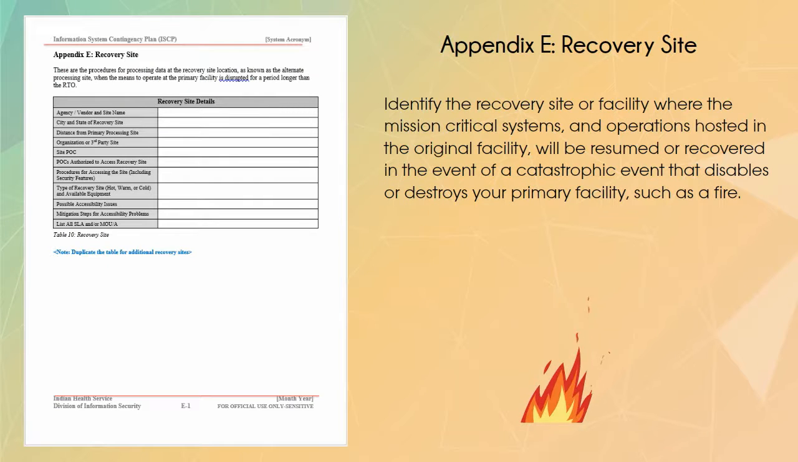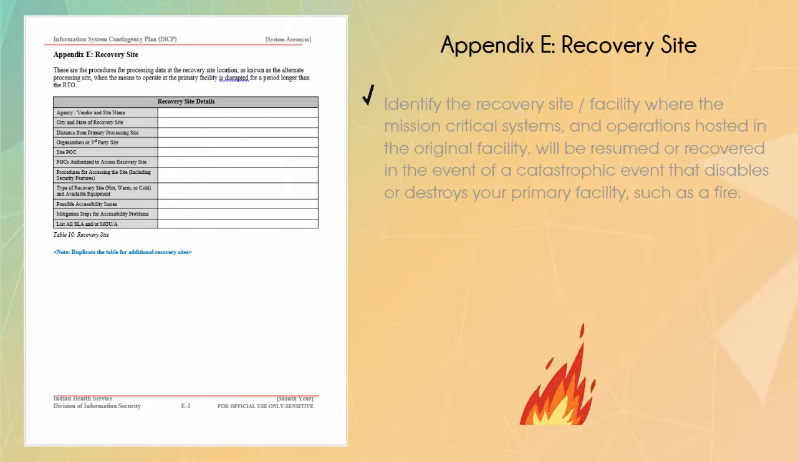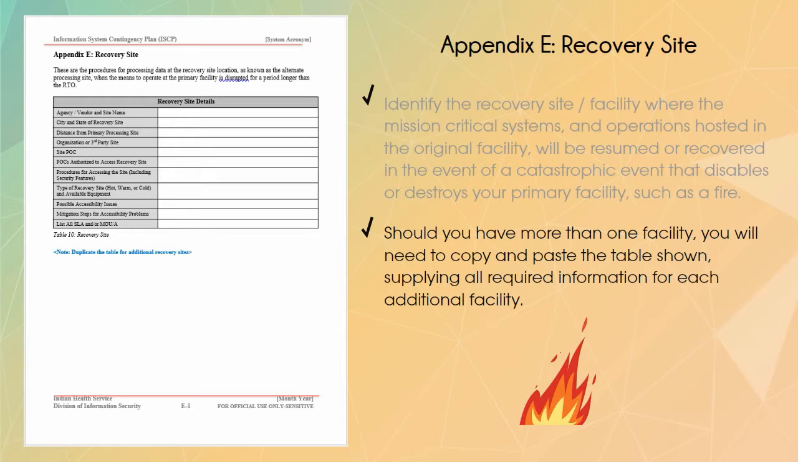Appendix E, Recovery Site. Identify the recovery site or facility where the mission-critical systems and operations hosted in the original facility will be resumed or recovered in the event of a catastrophic event that disables or destroys your primary facility, such as a fire. Should you have more than one facility, you will need to copy and paste the table shown, supplying all required information for each additional facility.